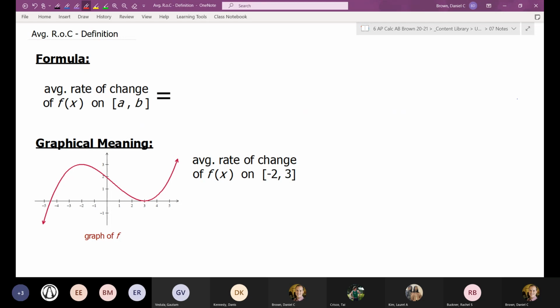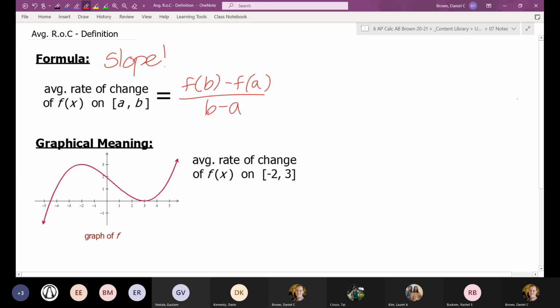When we see average rate of change, I just want you to think of this as your slope. It is just slope. Nothing new, you've been doing it since the 6th grade. Average rate of change for us is the change in y over the change in x. Why am I reteaching this? You're like, Mr. Brown, we know what slope is.